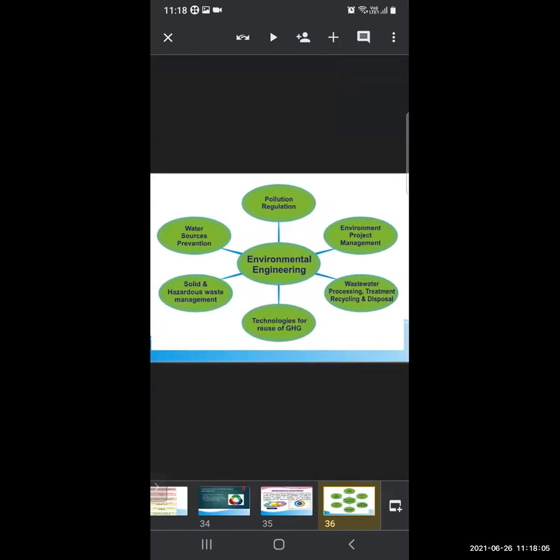Now environmental engineering. What is that? First, pollution regulation, environment project management, wastewater processing, treatment, recycling and disposal, technologies for reuse of greenhouse gases, solid hazardous waste management, water sources prevention. So all this comes in the environmental engineering.